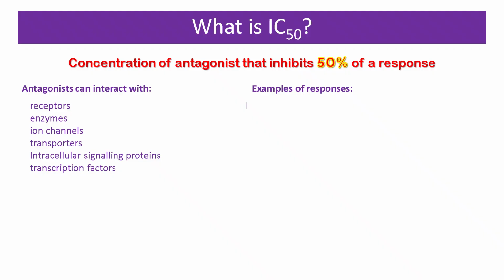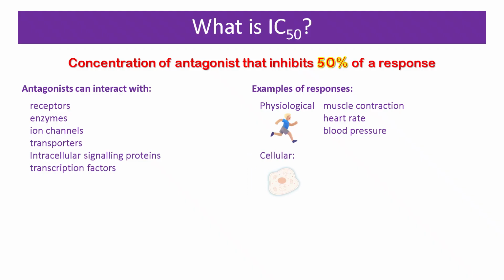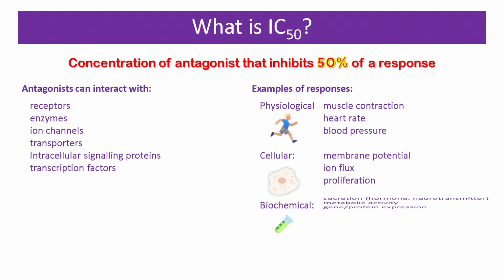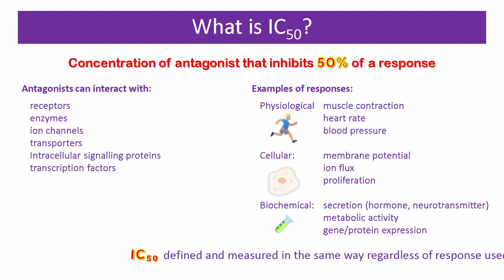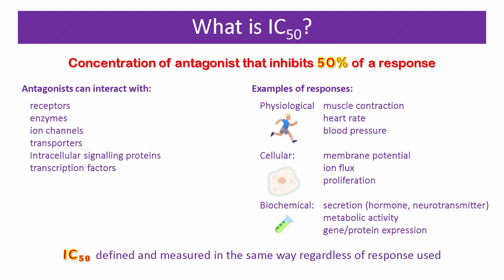It may be a whole organ output, such as muscle contraction, heart rate, or blood pressure, a cellular property, such as membrane potential, ion flux, or proliferation, or a molecular measure, such as secretion, metabolic activity, or gene expression. Although the type of response may change, IC₅₀ is defined consistently as the concentration of antagonist that reduces the measured response by 50% under the conditions of the assay.